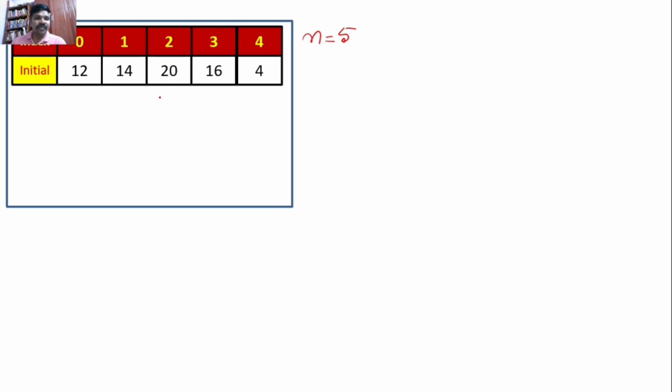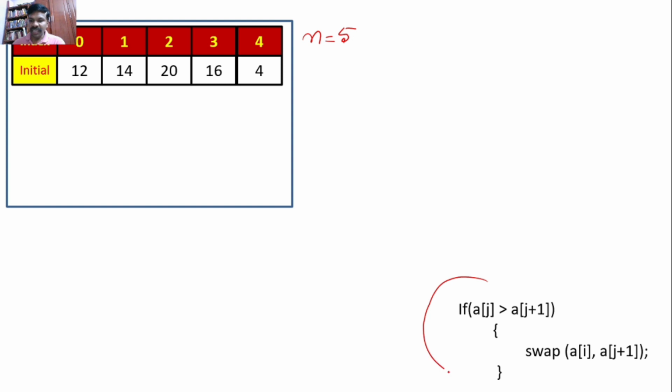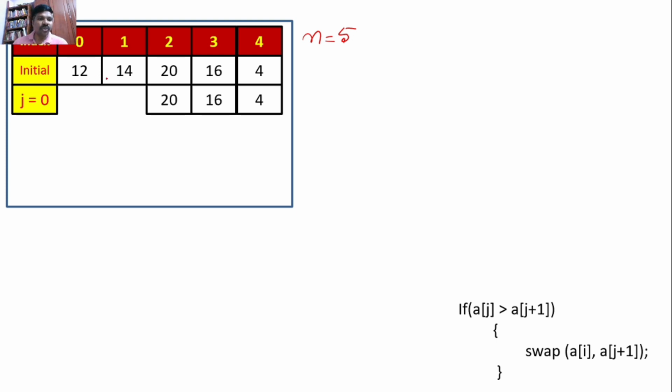In bubble sort algorithm, the main concept is to compare two adjacent elements. This is the main subprogram of the main program: if A of j is greater than A of j plus 1, then we need to swap those two elements. That means at the first step, I will compare 12 and 14. I will take j is equal to 0. Then I will compare 0 and 1. So if my j is equal to 0, then my j plus 1 becomes 1. So I will compare the 0th element with the first element.